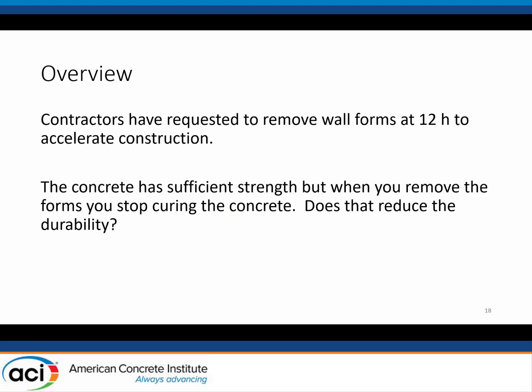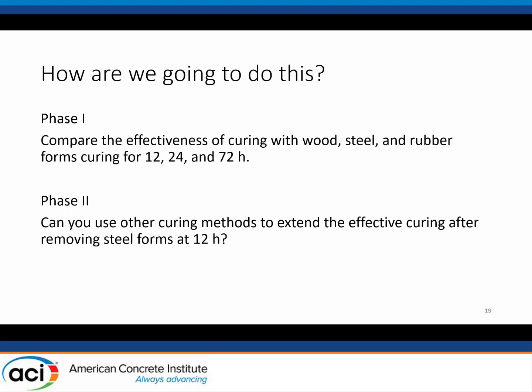So contractors in the state of Minnesota, and I know other places as well, but that's where this initiated from, want to cycle their walls in the field for bridges. They want to cycle them every 12 hours. Makes sense. They want to get high production out of it. The concrete's got sufficient strength, but when we take the forms off, we're not going to cure it anymore. Does that reduce the durability? So we're going to investigate this.